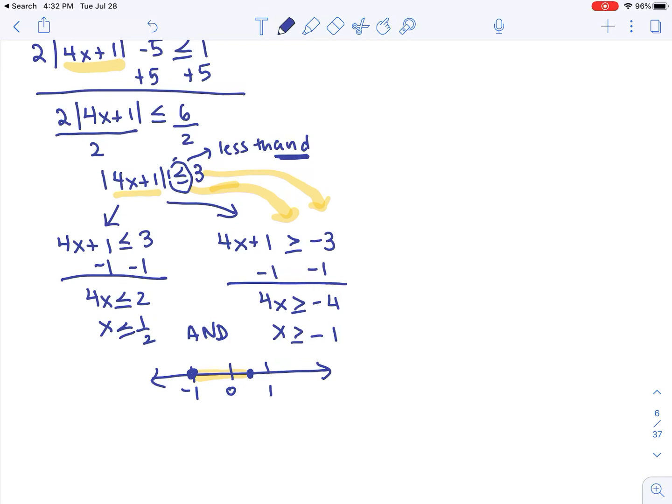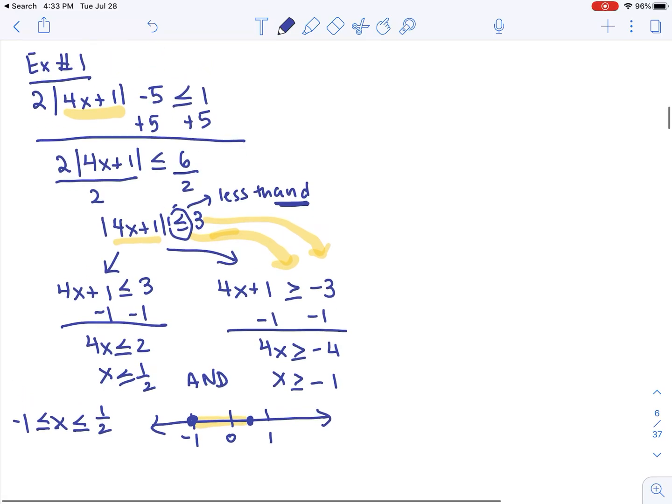And we can also write our answer as a compound inequality where we would put x between the less than or equal to symbols, have on the right the greater number, so less than or equal to 1/2, but greater than or equal to -1. And that would be our solution to example number 1.